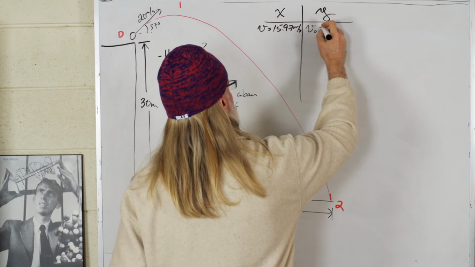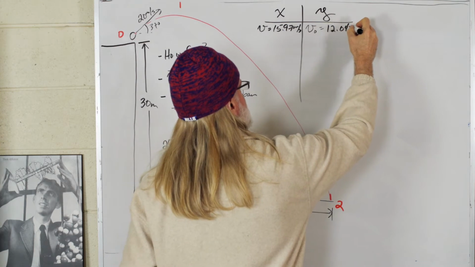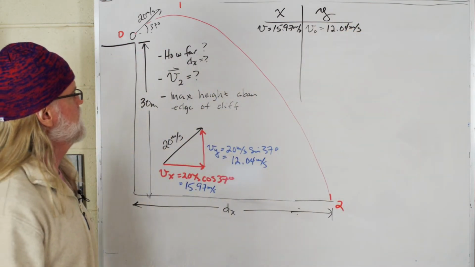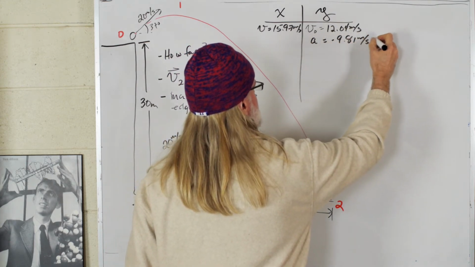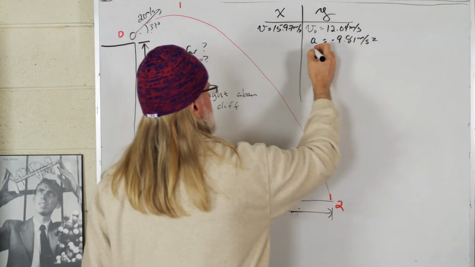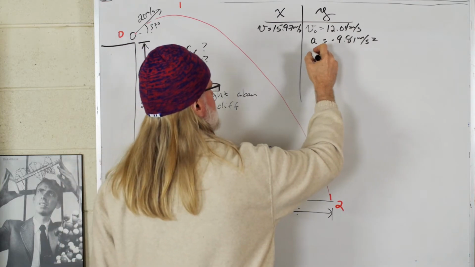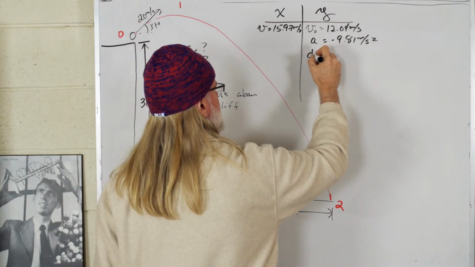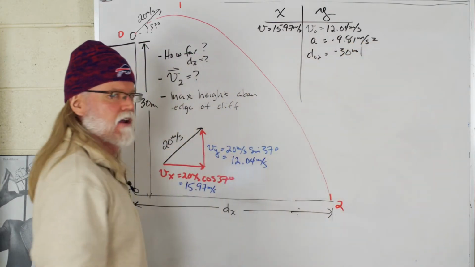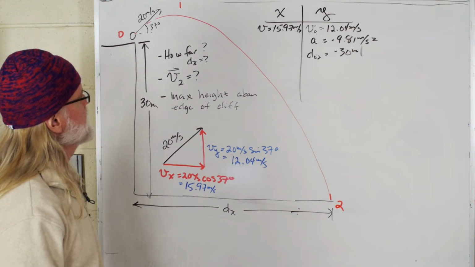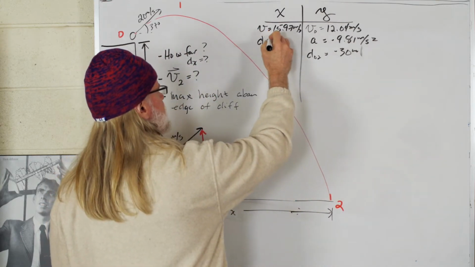V initial, V0 in the y direction is 12.04 meters per second. All right, there we go. And of course the acceleration is downward. We have a net force downward. And what else do we have? It's going to fall 30 meters. So the displacement from 0 to 2 is negative 30 meters. And what else do we want to know? We want to know the distance here.